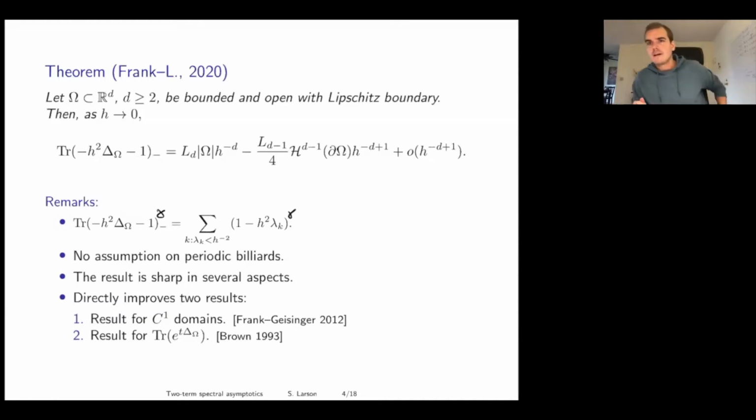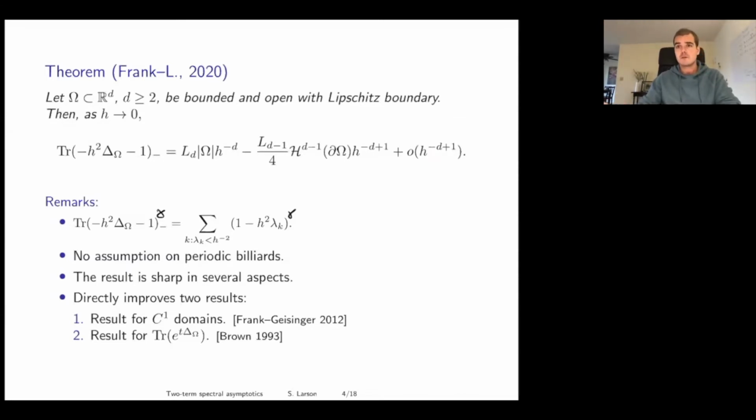And I at least hope to have time to spend roughly half the talk actually discussing how a very clever geometric machinery introduced by Brown, or at least I learned it from the paper of Brown, can be used to get two-term asymptotics in as rough sets as Lipschitz. But before I talk both about the proof and the sharpness results for the error term here, I wanted to mention something about the applications that me and Rupert had in mind when we started looking at this.